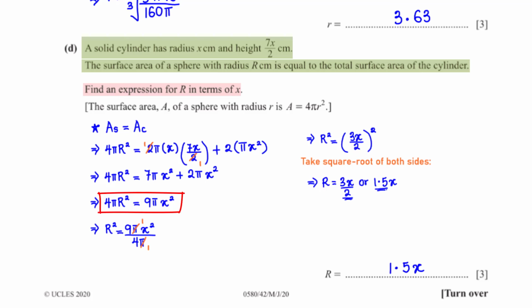When we divide both sides of the equation by 4 pi, this is what we get. Pi cancels out, leaving us with numbers that are all perfect squares. 9 is 3 squared and 4 is 2 squared. And so we can rewrite this as r squared equals 3x/2 all squared. When we take the square root of both sides of the equation, we have r equals 3/2x or 1.5x.